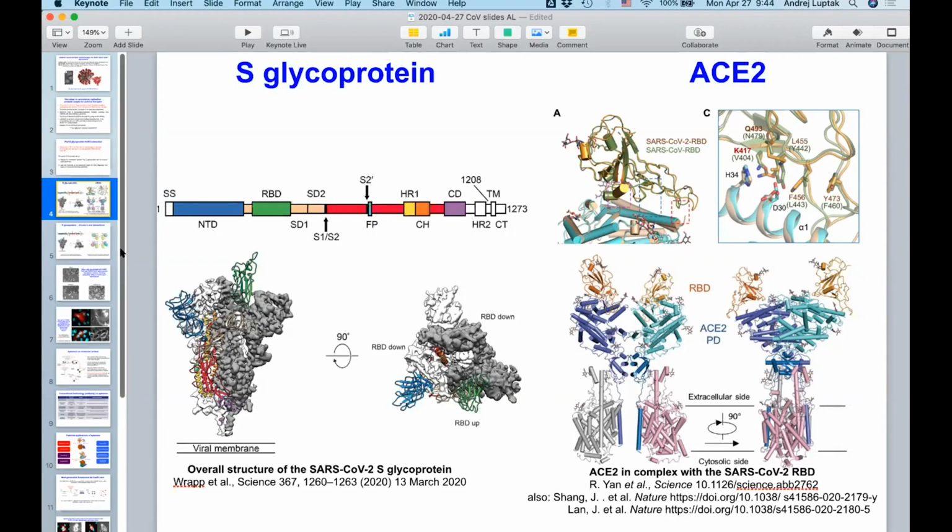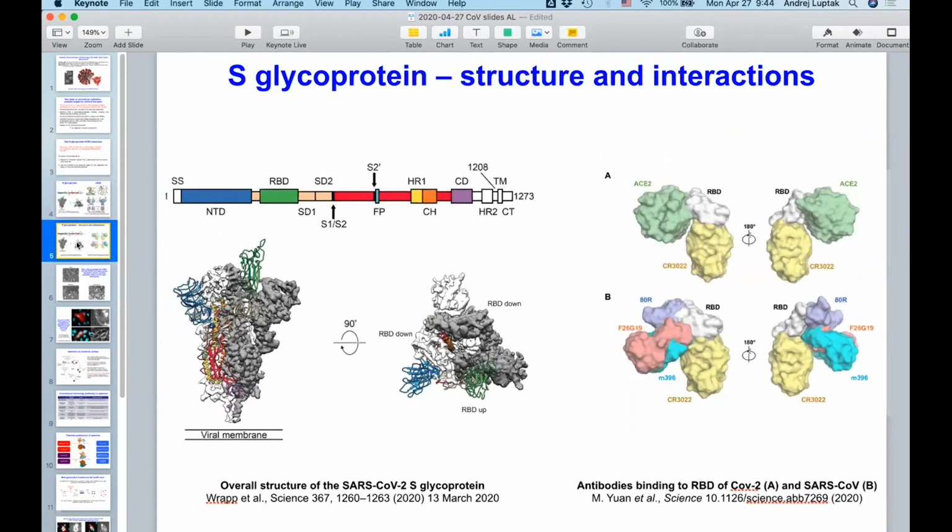Perhaps correlated with this is a recent crystal structure. This is a model. The crystal structure was between the antibody CR3022 and just the receptor binding domain, and then the interaction with the ACE2 receptor was modeled on. You can see that they're in a similar place.